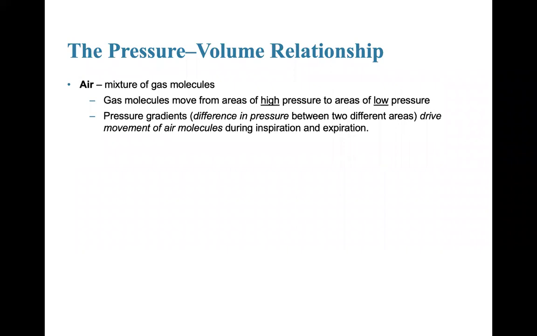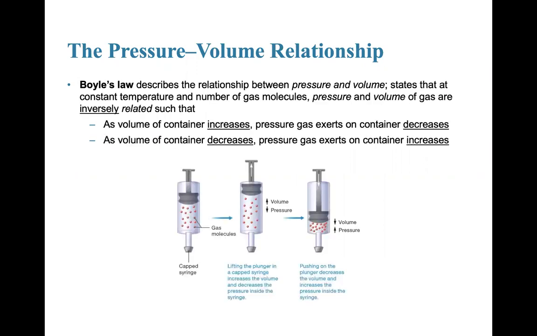Now, let's look at the air first. Air is a mixture of gas molecules. Gas molecules will move from areas of high pressure to areas of low pressure. These pressure gradients, or differences in pressure between two different areas, will drive movement of air molecules during inspiration and expiration. Boyle's law, which describes the relationship between pressure and volume, states that at constant temperature and number of gas molecules, pressure and volume of gas are inversely related, such that as the volume of a container increases, the pressure the gas exerts on the container decreases.